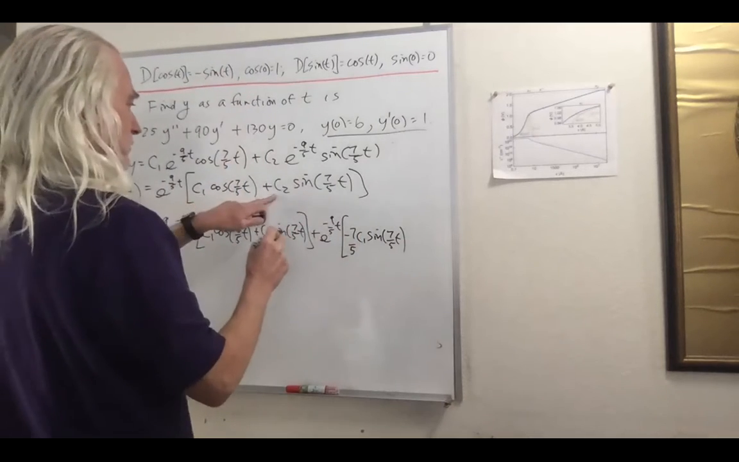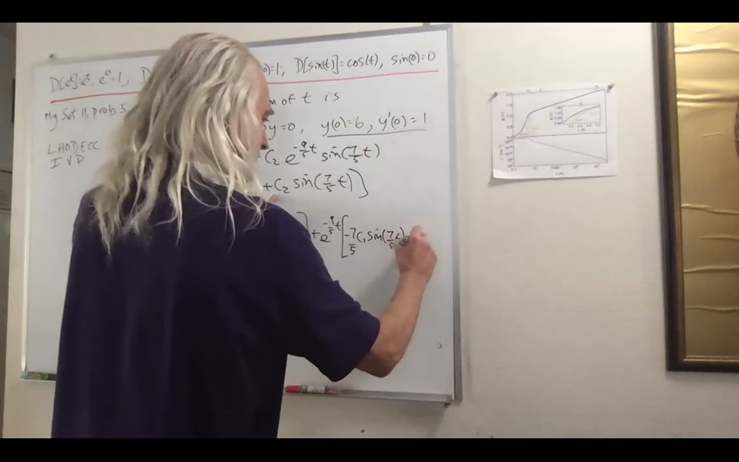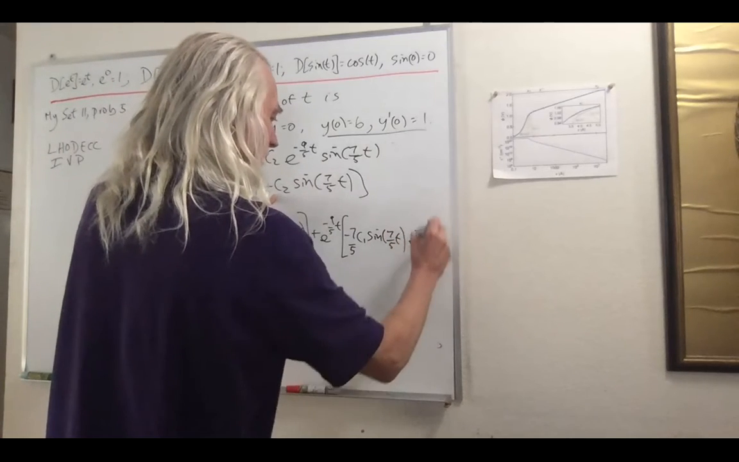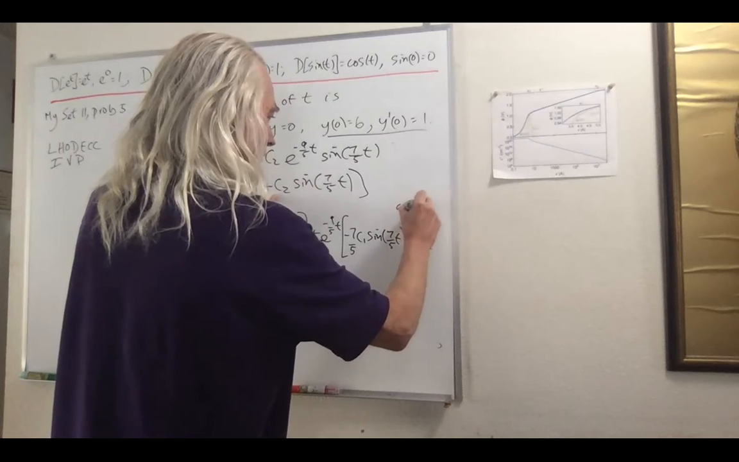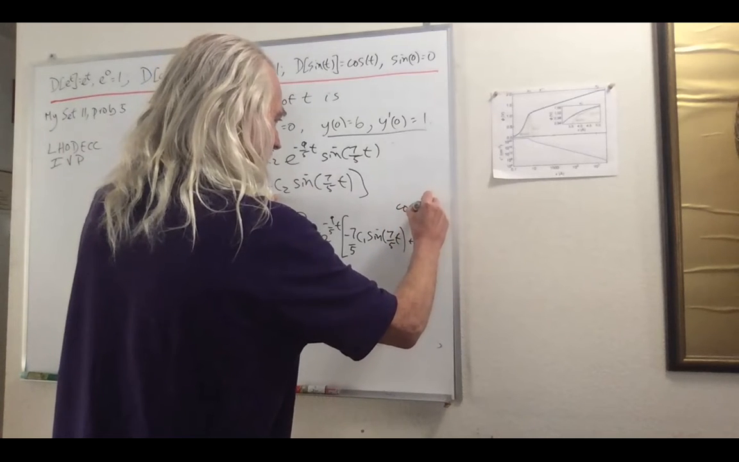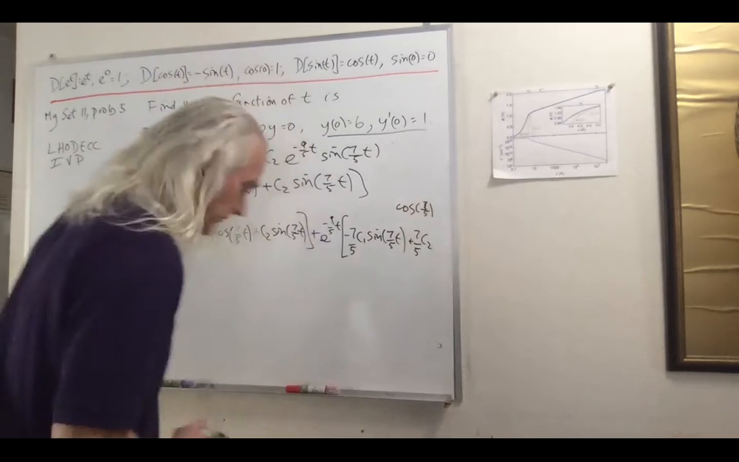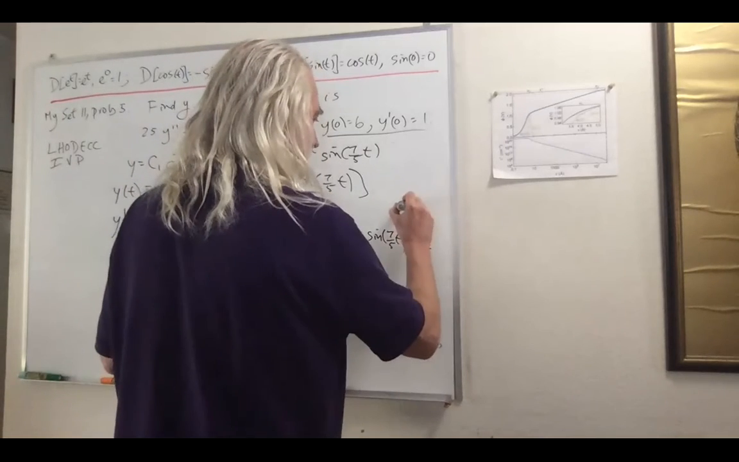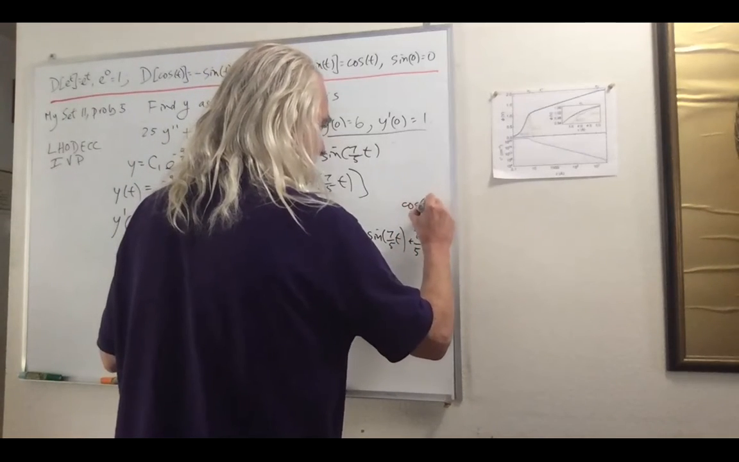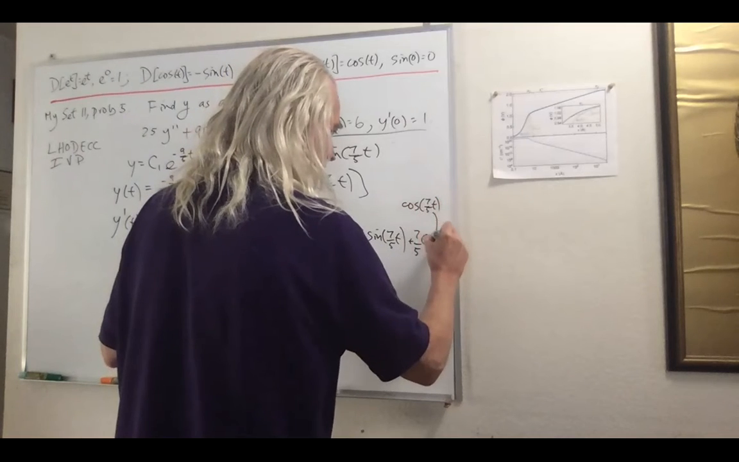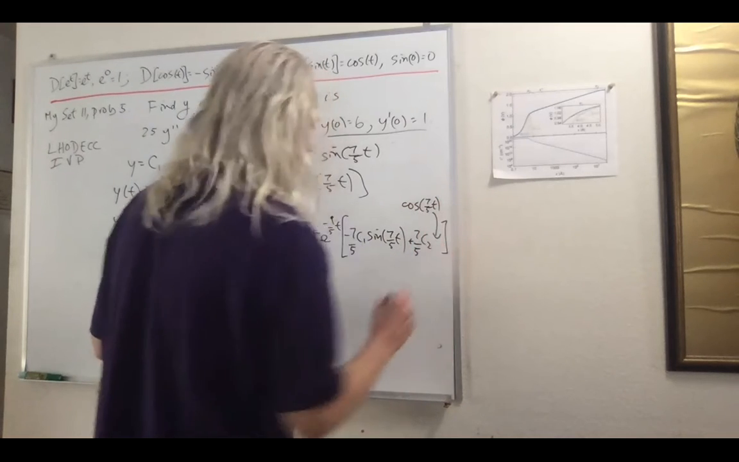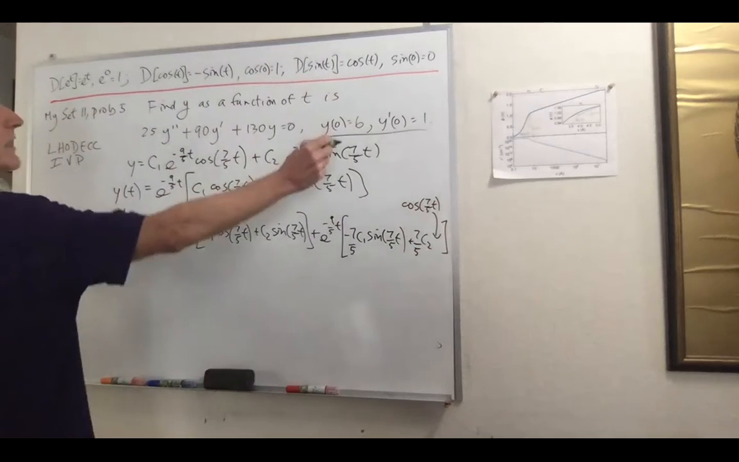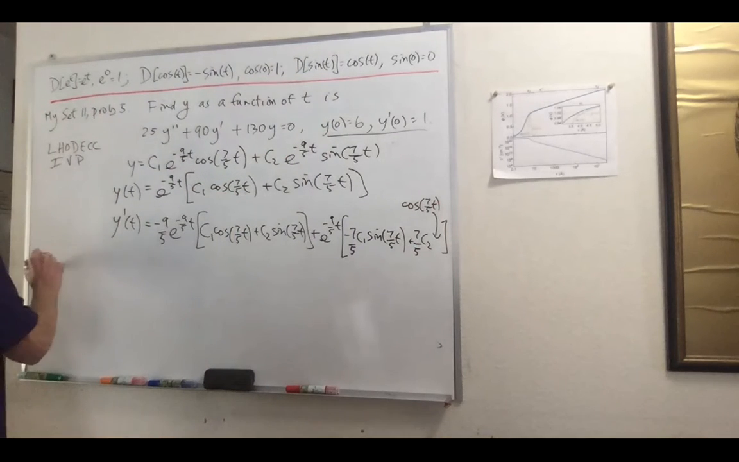All right, and then I have the derivative of this term. I'm going to get 7/5 c2 times cosine of 7/5 t sitting in there. Wow. Okay, so let's use the initial conditions.